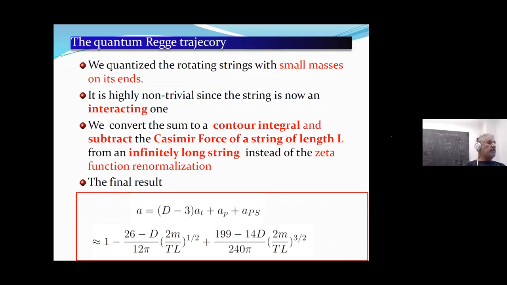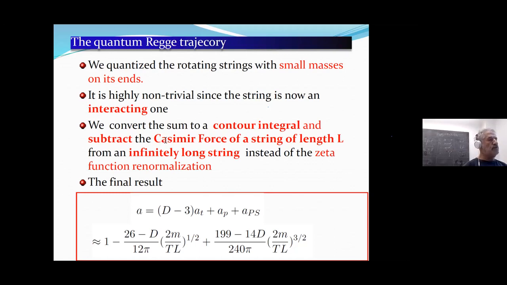Okay, now to quantize the rotating string in general is basically impossible, but in the limits of small and large masses, it's doable, and we have done it for the small masses. The reason is that with massive endpoints, the string is not free anymore, and it's interacting. Now, as I mentioned, we cannot use the zeta function renormalization. So instead, we convert the sum of the eigenfrequencies into a contour integral, and then we do a Casimir-like approach.